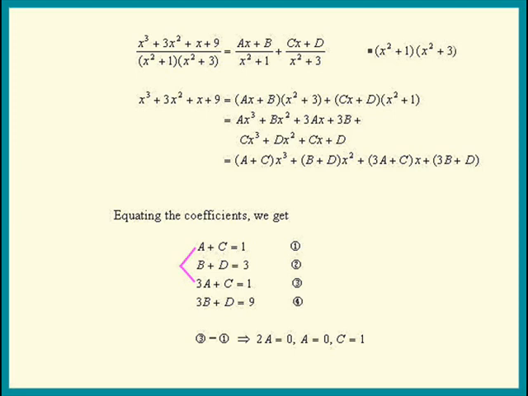Equations 4 and 2 contain only two variables, b and d, so we could use those to solve for b and d. Equation 4 minus equation 2 implies 2b equals 6, b equals 3. Now we find d equals 0.